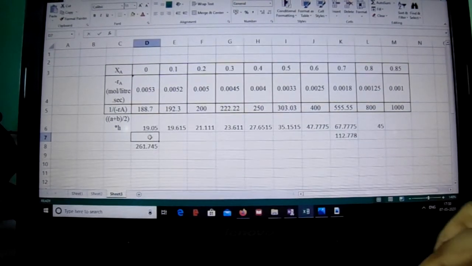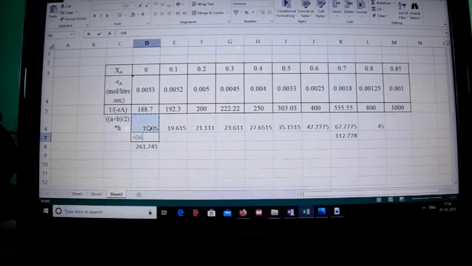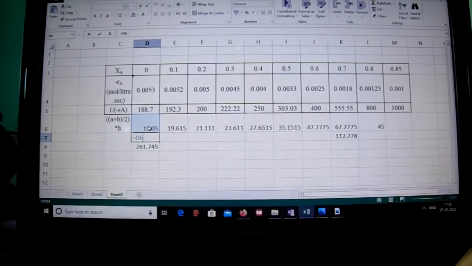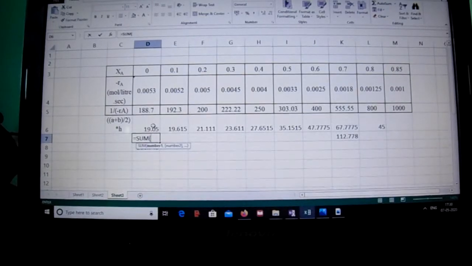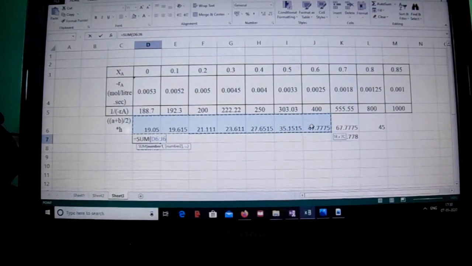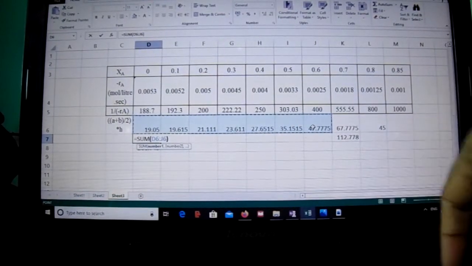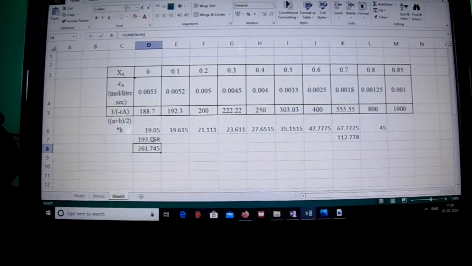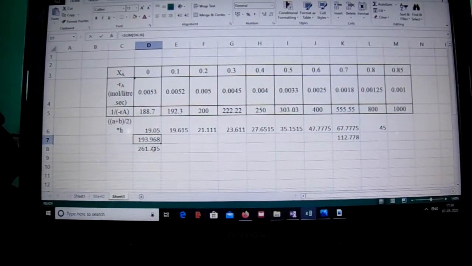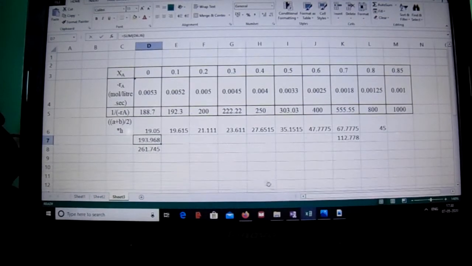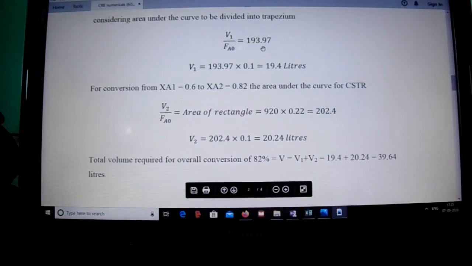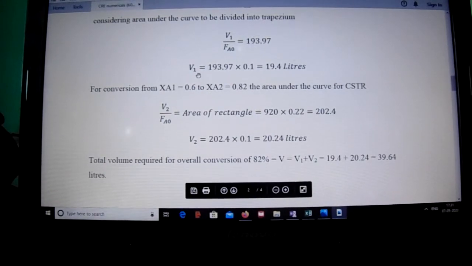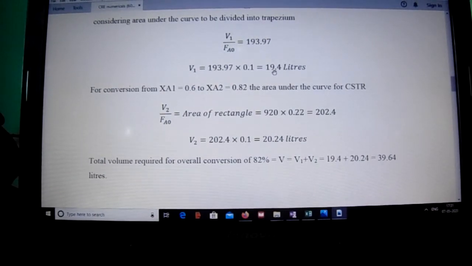Summation of all this will be nothing but equivalent to this plus this, or we can directly write the sum of all these up to 60. So it is obtained as 193.96. Let's see whether it's the same. Yes, it's the same. So we get the area V1 to be 19.4 liters.